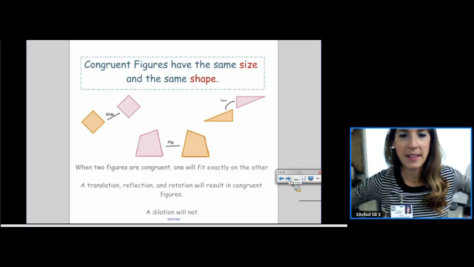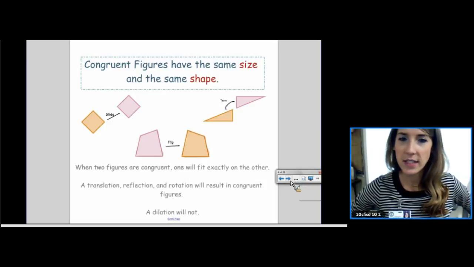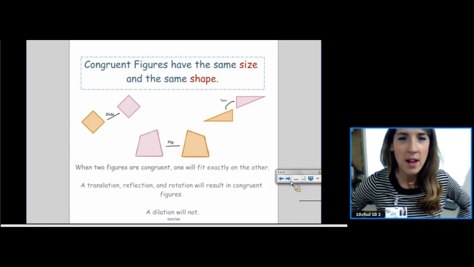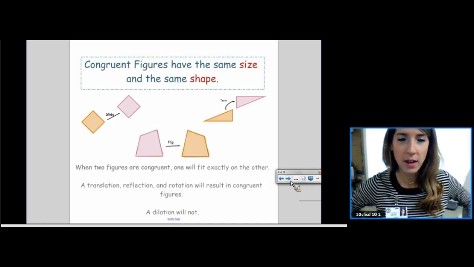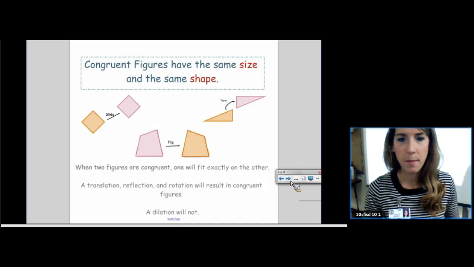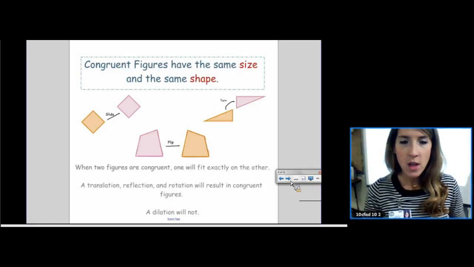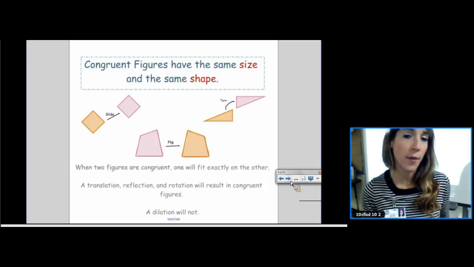All right, so you're welcome to write this down in your notes. Congruent figures have the same size and the same shape. That's not the formal definition, but that's what most students relate to best. So go ahead and write that down. Congruent figures have the same size and the same shape. You do not need to draw those figures.